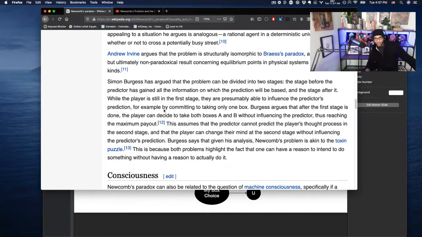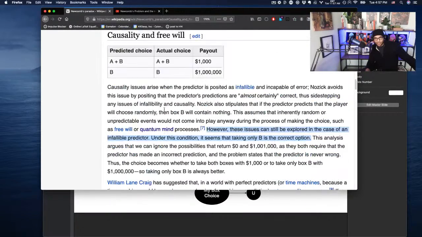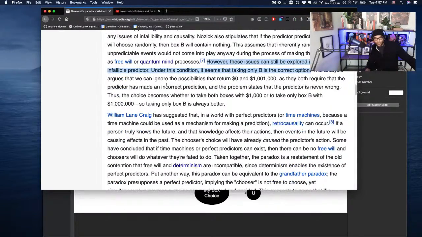Okay, we got a lot to work with here. These issues can still be explored in the case of an infallible predictor. Under this condition, it seems that taking only B is the correct option.